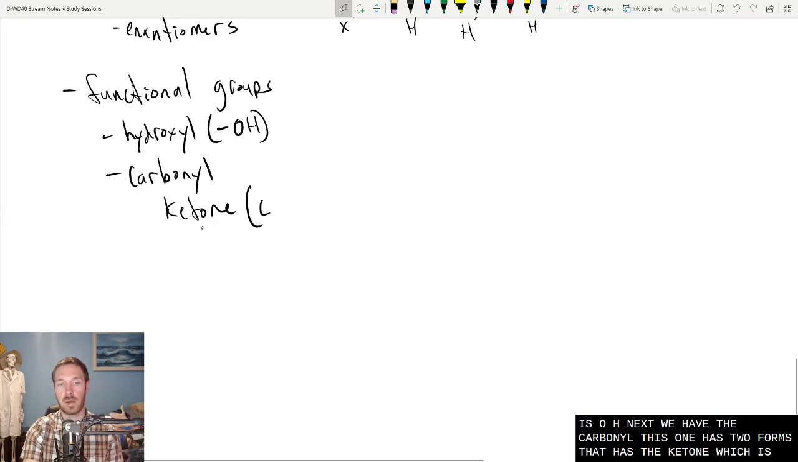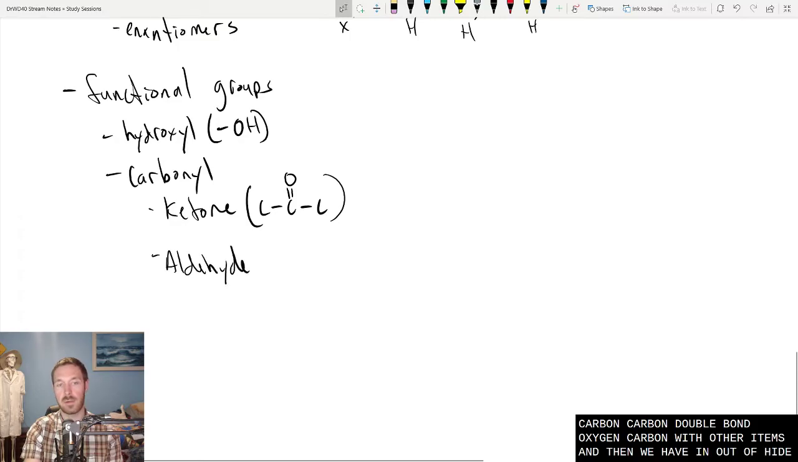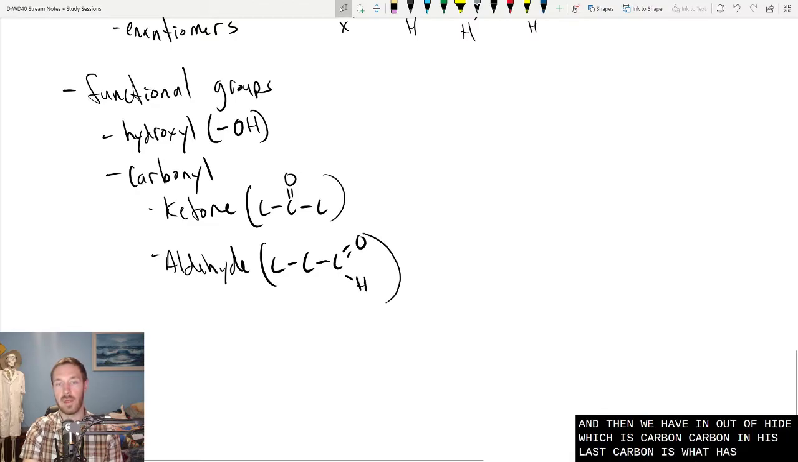which is carbon, carbon, double bond, oxygen, carbon with other items. And then we have an aldehyde, which is carbon, carbon. Then its last carbon is what has the functional group on it. So that's a double bond oxygen. So for carbonyls, look for that double bond oxygen, but this one is in the middle for a ketone, and aldehyde is at the end.